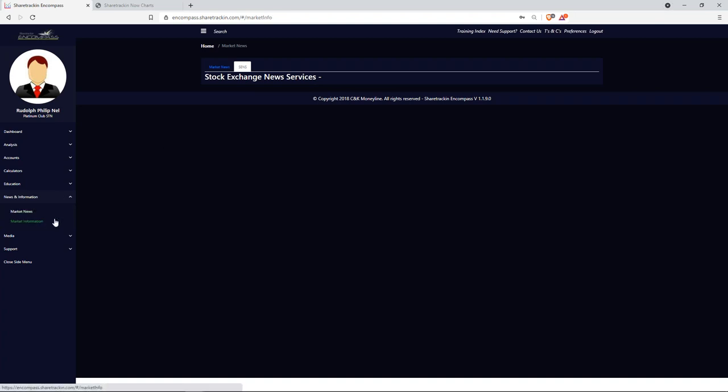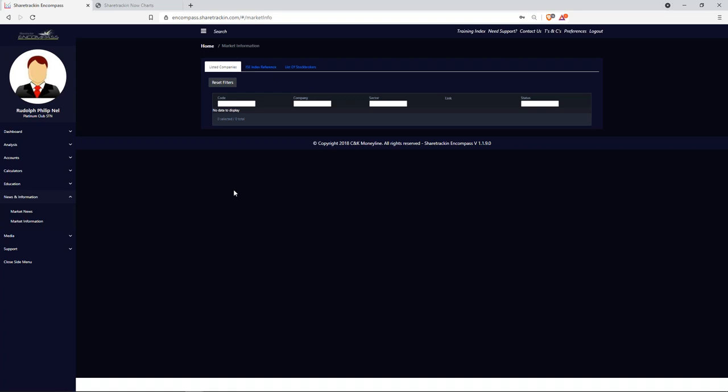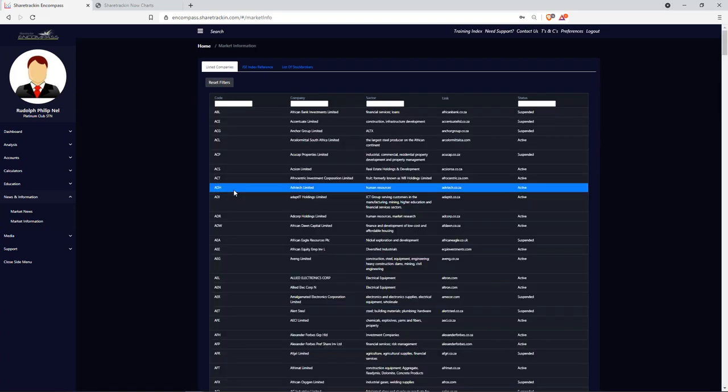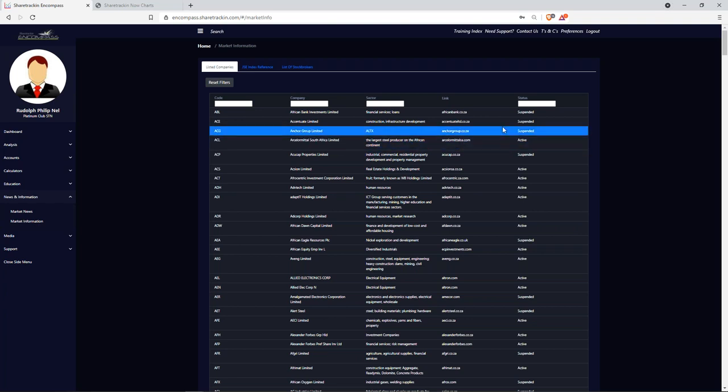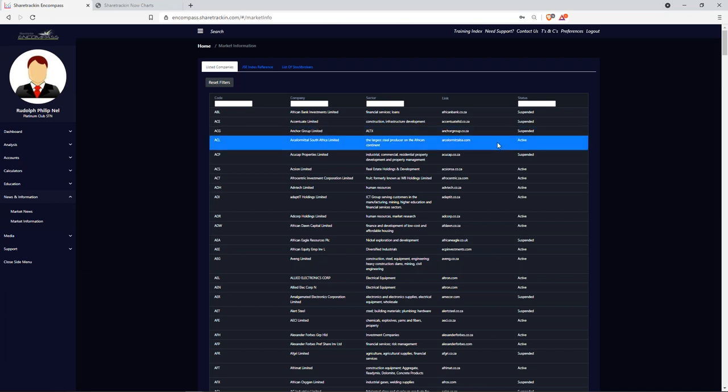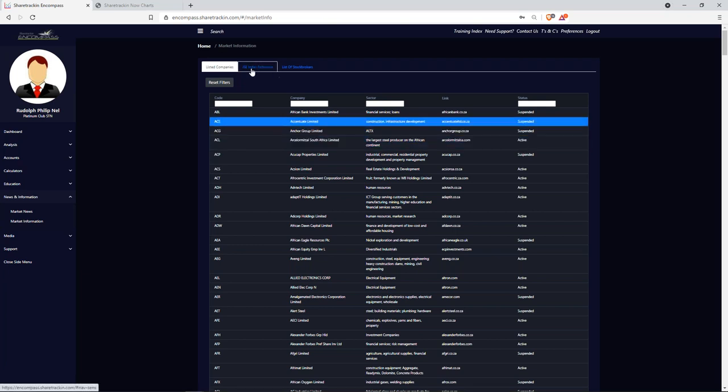And then your market information will give you a little bit more market information on what's currently happening on the JSE, the current shares that are listed on the JSE, and also tell you if the shares are suspended or active. If they are suspended, you are not able to trade with them. If they're active, you are able to trade with them.